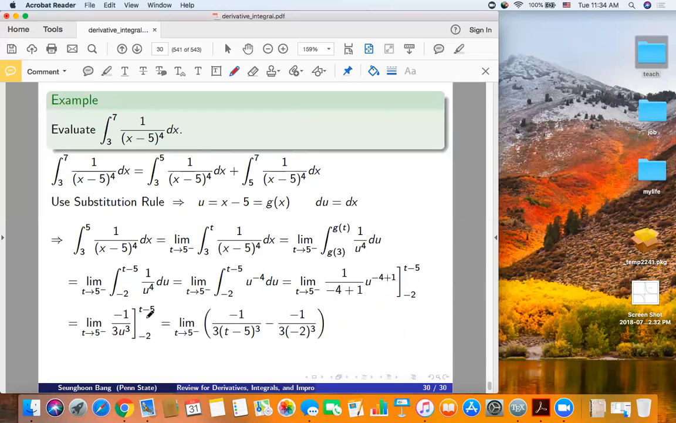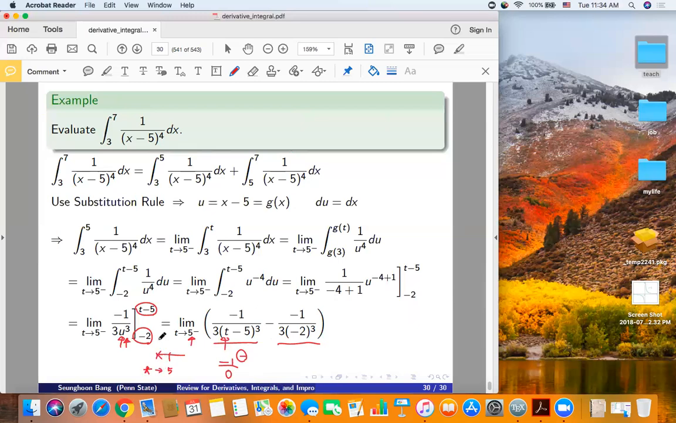Next, you plug t minus 5 into u. We have minus 1 over 3 times (t minus 5) cubed. You plug minus 2 into u: the negative 1 over 3 times (minus 2) cubed. What's the right answer here? As t approaches 5 from the left, you plug into here. What happens? Minus 1 over 0 form. What's the top one? The minus 1 is negative. t approaches 5 from the left.